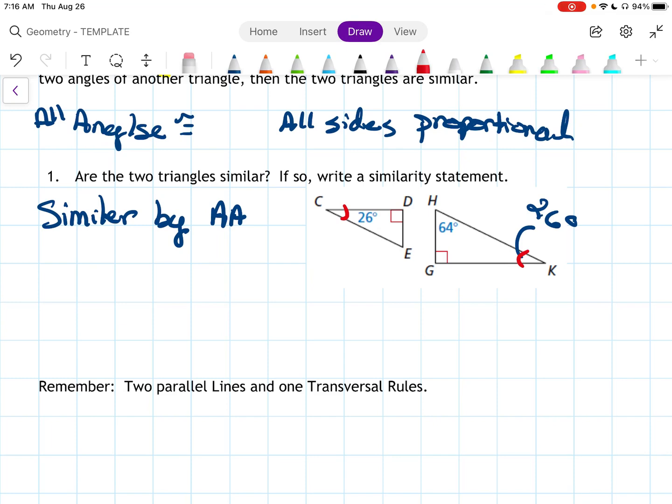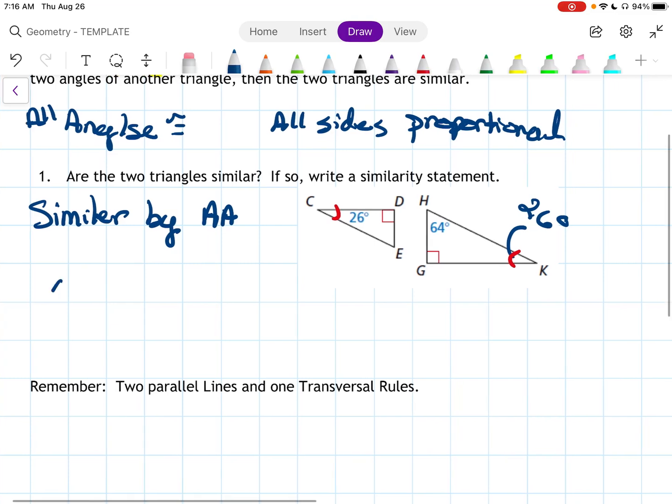Now I need to write a similarity statement. I'm going to start off with a little triangle. And then I'm going to pick one of the triangles. Left one or right one, it doesn't matter. I'm going to pick the left one. I'm going to say C, D, E.